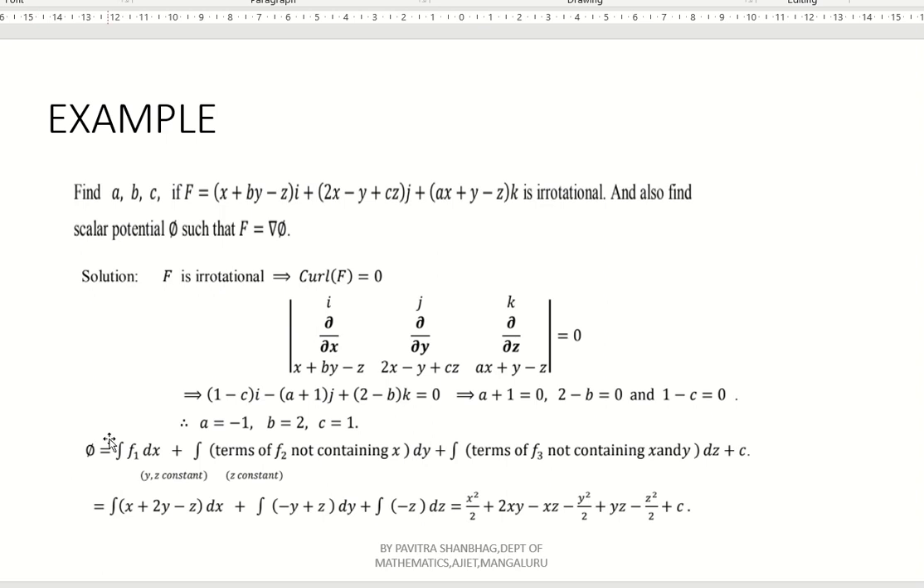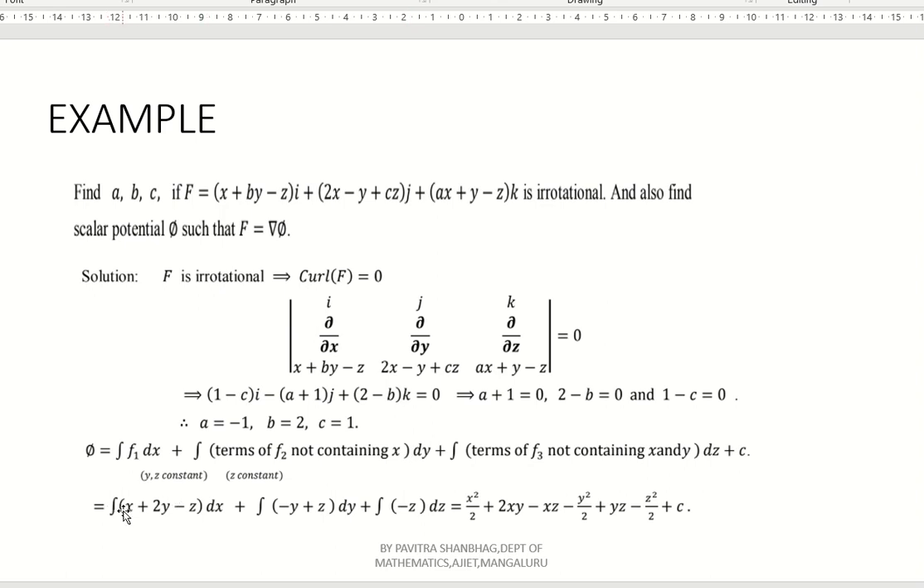Or you can remember this: integral of f1 dx plus integration of terms of f2 not containing x, dy, plus integration of terms of f3 not containing x and y, dz. Here not containing x and z, here x and z is there.